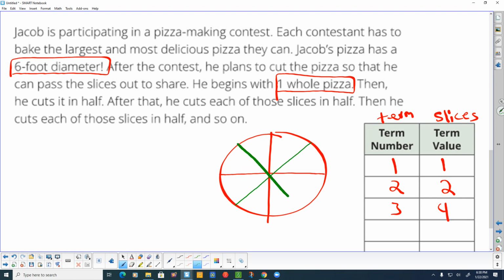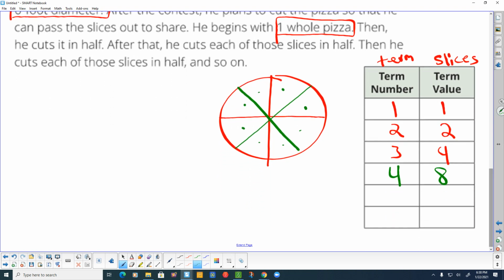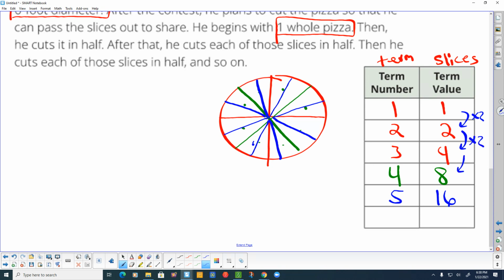He's cutting both of them in half. So my 4th term has 1, 2, 3, 4, 5, 6, 7, 8. 8. The 5th term, I'm going to cut each of these in half. So there's 1, 2, 3, 4, 5, 6, 7, 8. There's 16. This is my 5th term. 16. I see the pattern. From here to here, times 2, times 2, times 2, and times 2. It goes on. This is never ending. It's geometric.